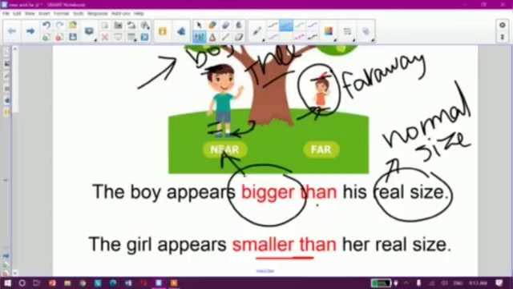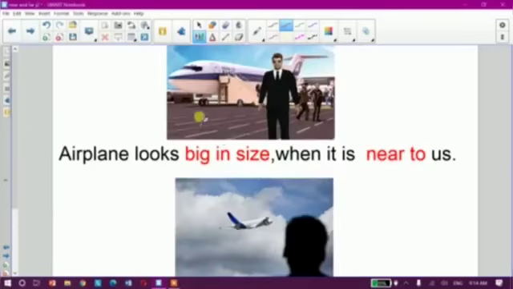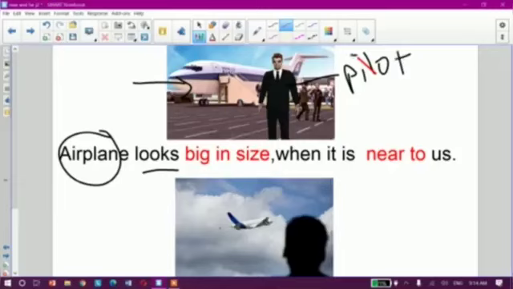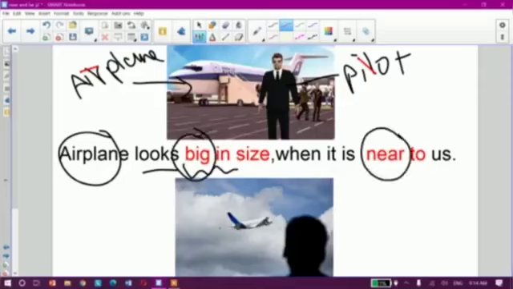What else? The airplane looks big in size. Could you see this pilot standing next to the airplane? And the airplane looks big in size. Why big? Because it is near to us. Big body near to us.